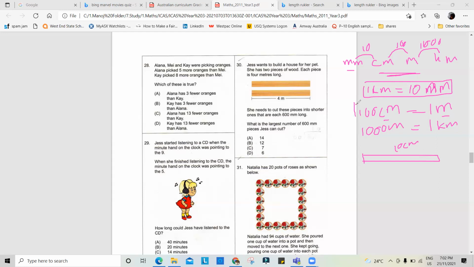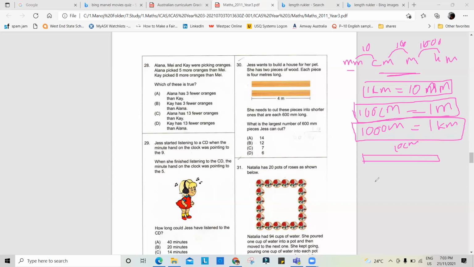100 centimeters equal to how many meters? 1 meter. 1000 meters equal to how many kilometers? 1 kilometer, right? Kilometer.